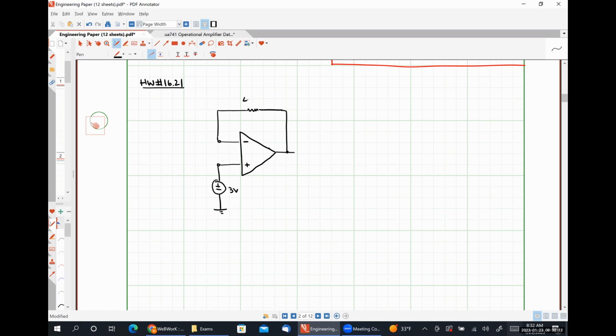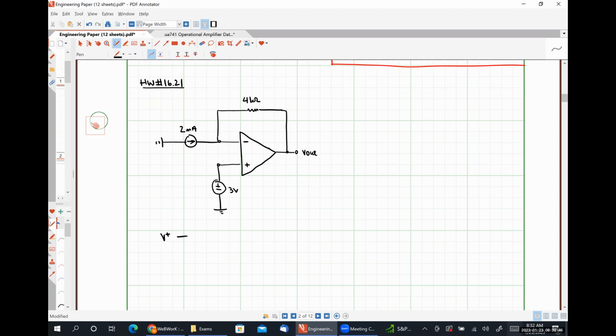Let's make this 4 kilo ohms. Here is our output voltage. Let's make this 2 milliamps. So Hannah asked the question, how do we know which voltage is V plus and which voltage is V minus? Okay, so I'm going to write this out here.